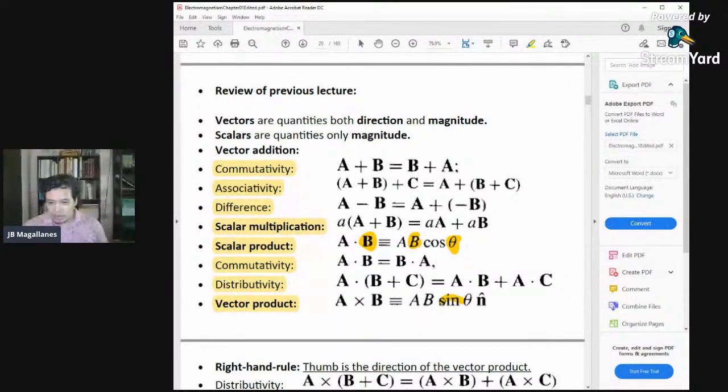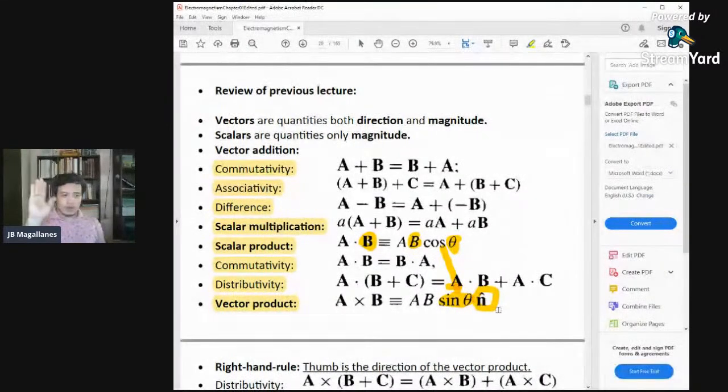So this is the difference: for the dot product you have cosine, and for the vector product you have sine. Another difference is the direction. It has a direction n, which is determined by your thumb.